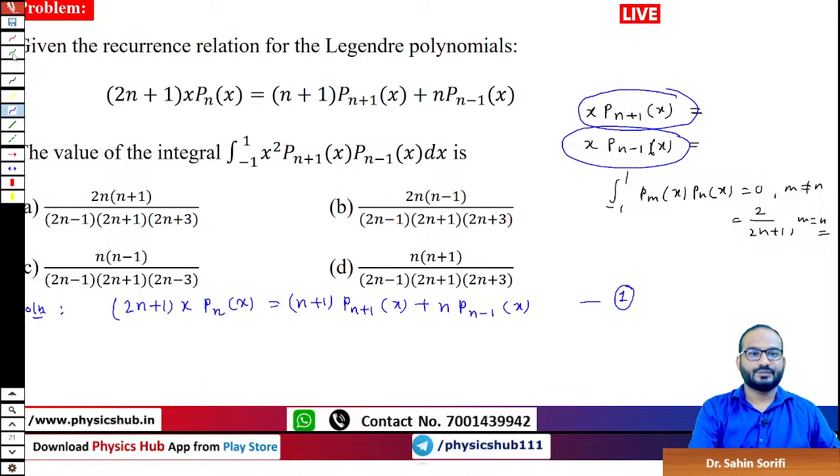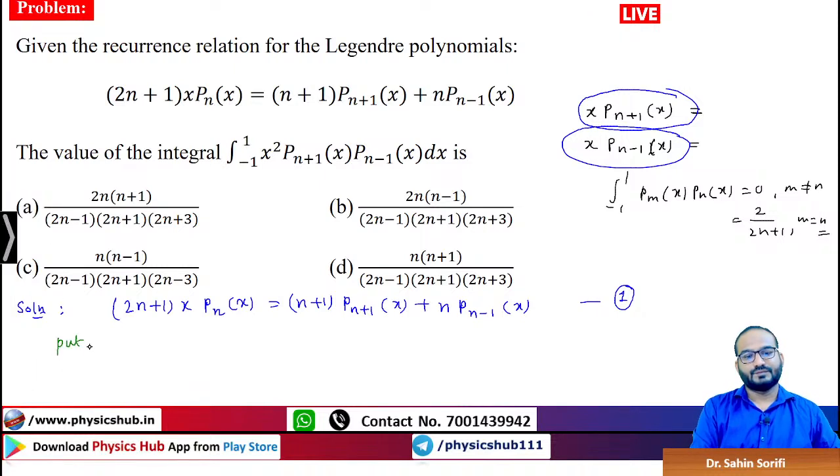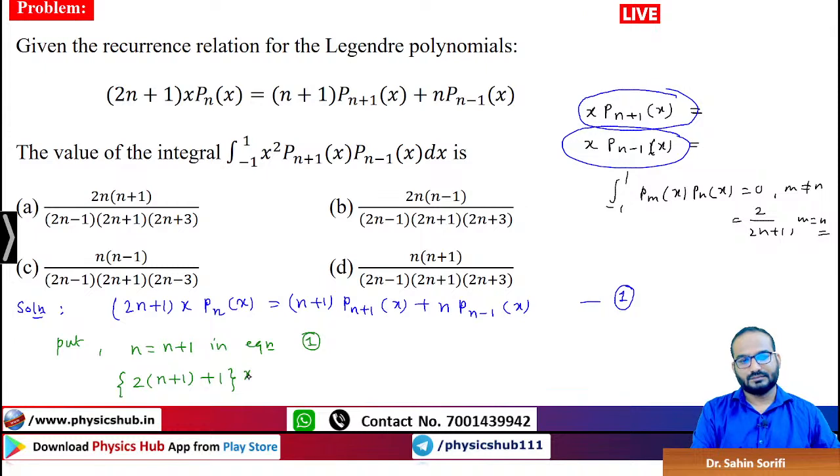What are you going to do? You see, you need n plus 1. So what you can do? Put n equals n plus 1 in equation 1. So wherever you see n, just replace it with n plus 1.